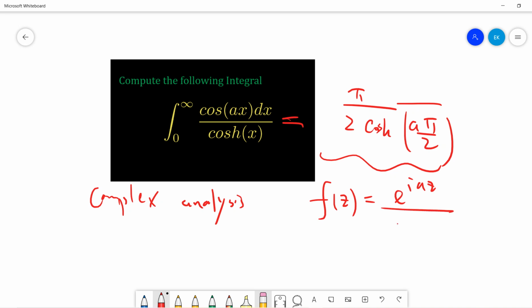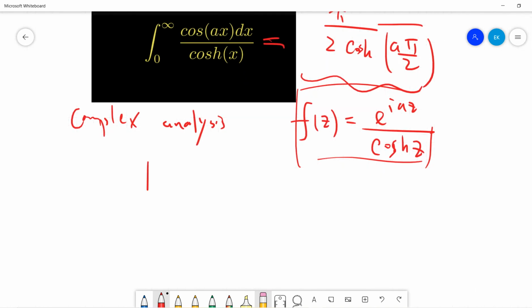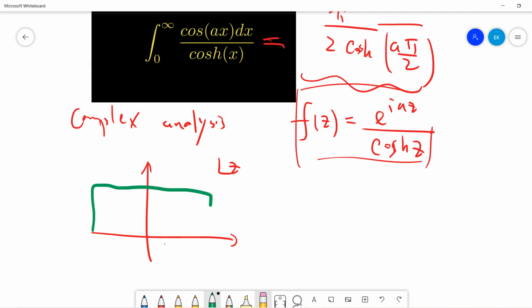So consider f(z) to be this: exponential i a z divided by cosh z. Then let's talk about the integration. We need to put a contour, right? So let's see, this is the z-plane, and I would like to pick a contour like this.